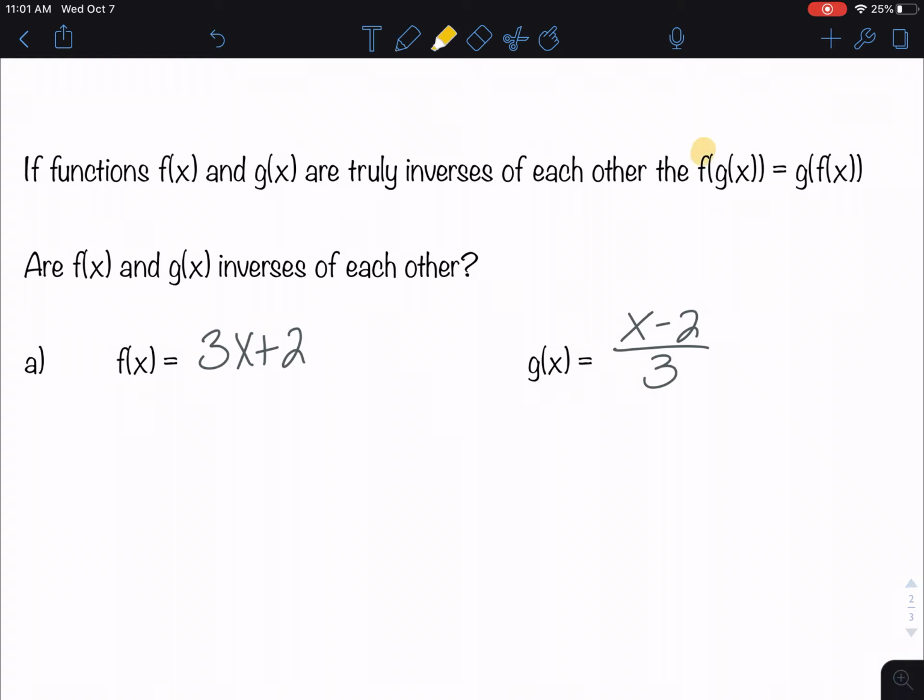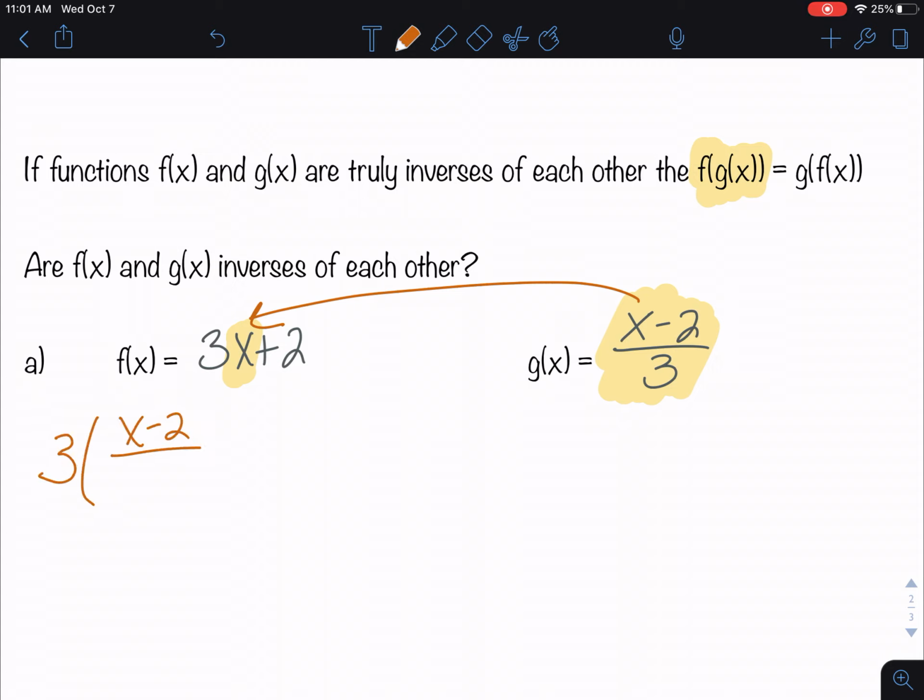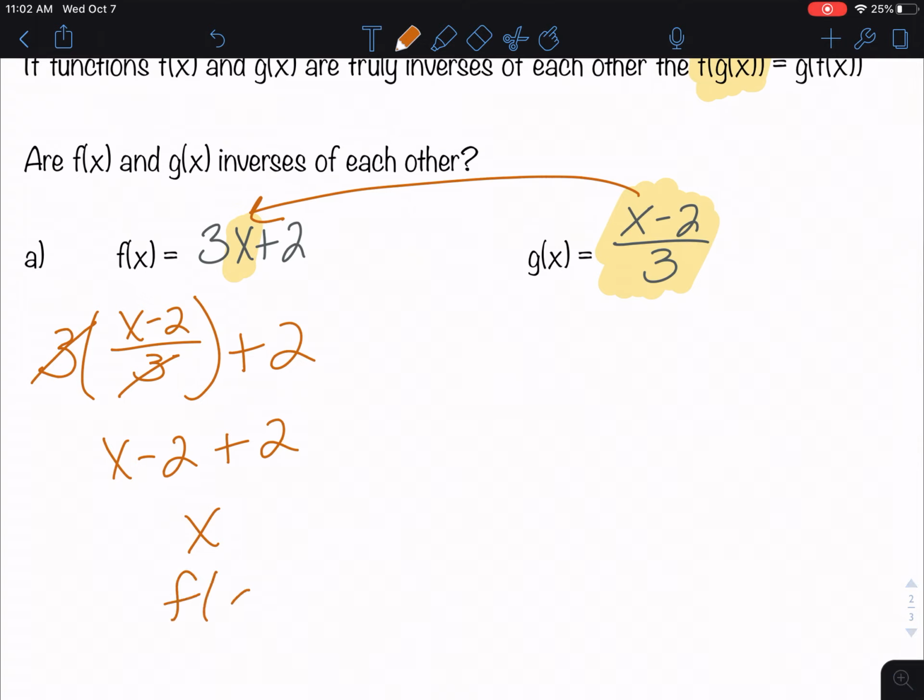Remember, when calculating f of g of x, I'm going to take the g function and I'm going to plug it in as the input into the f function. So I'm going to take all of this function and plug it into my x value on f of x. So I have 3 times the quotient of x minus 2 over 3 plus 2. Since I have the same thing on the numerator as I do the denominator, these 3's are turning into a 1, and 1 times x minus 2 is x minus 2. And then this simplifies all the way down to x. So this is my f of g of x.